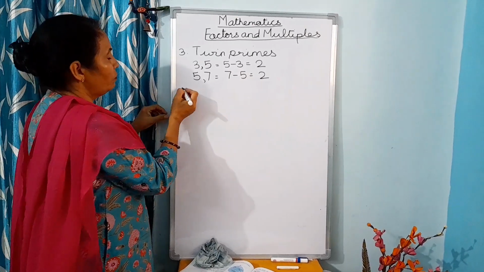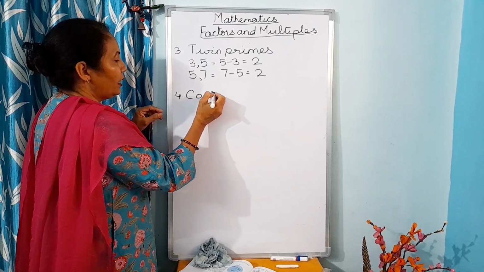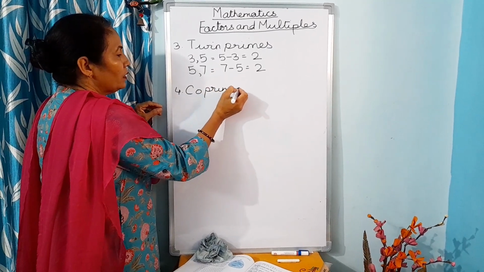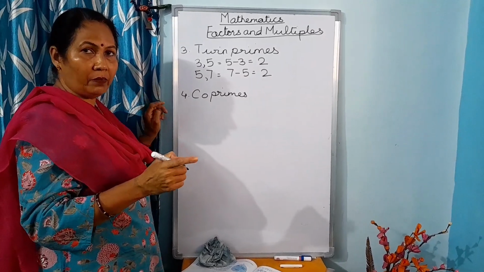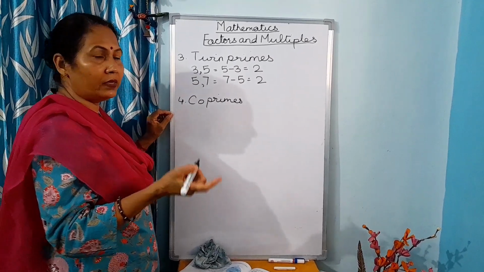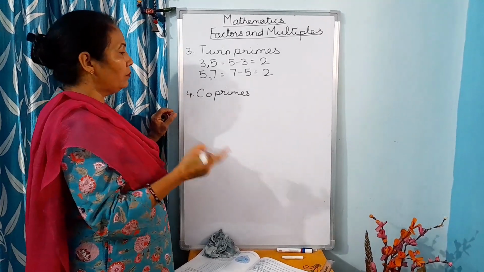Now you have co-primes. Co-primes means that one of the numbers can be an even number or a composite number. It is not necessary that both the numbers are prime numbers.